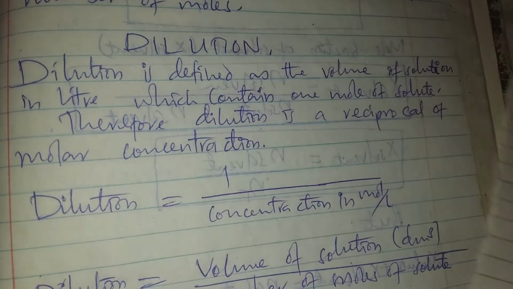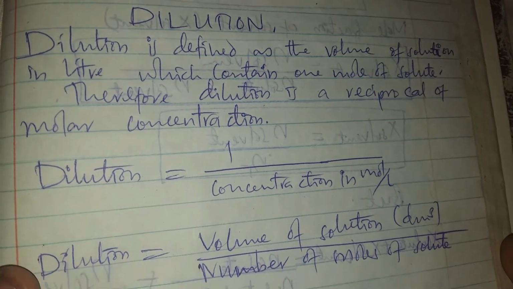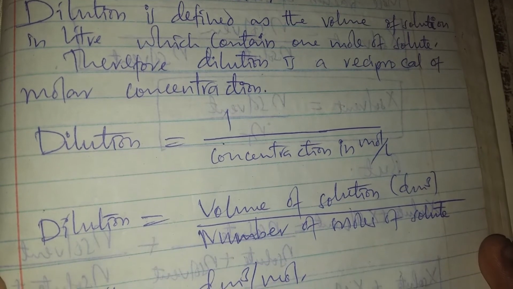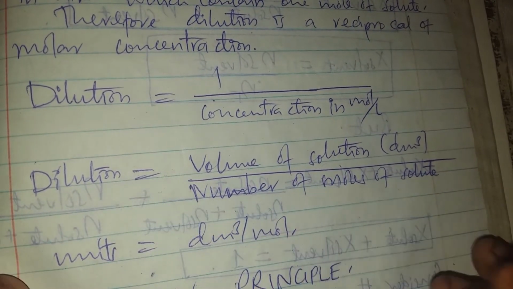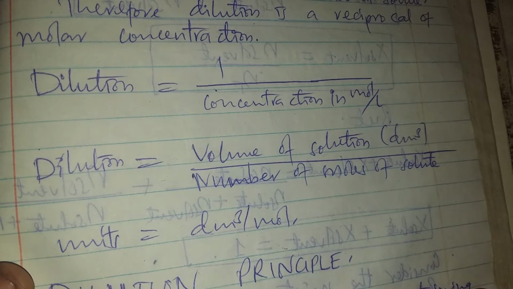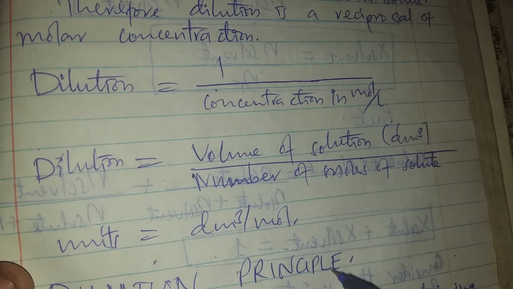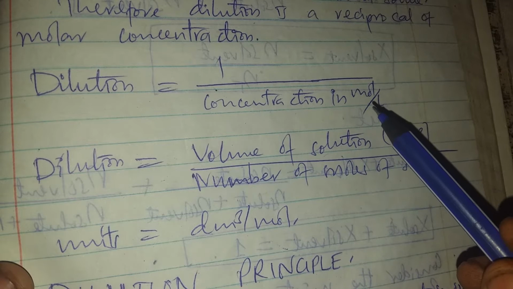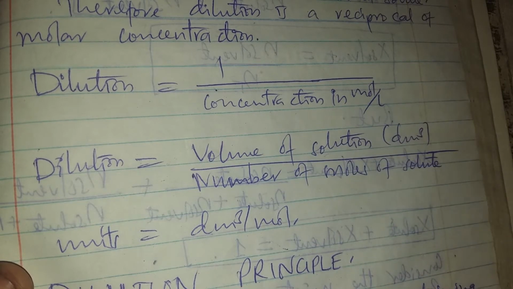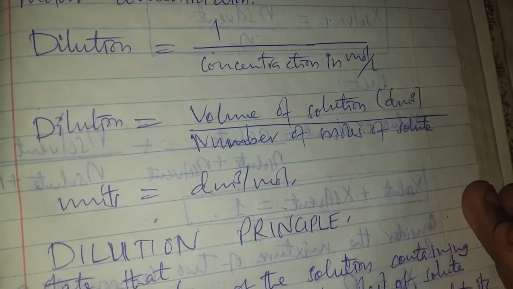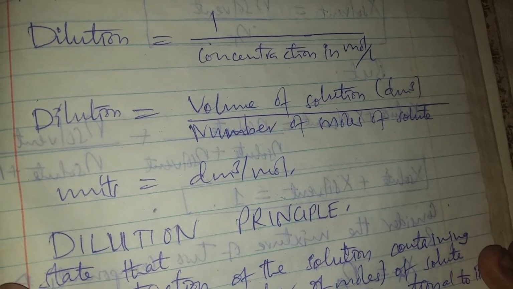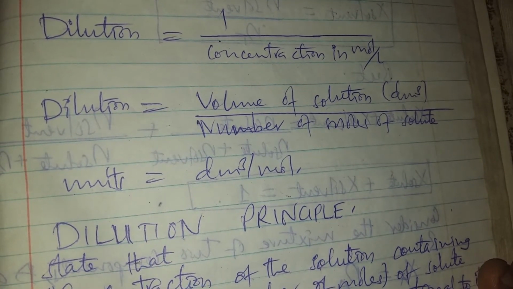So what we are saying is that dilution is equal to 1 over concentration, 1 over concentration in mole per dm cube. Or dilution is equal to volume of solution in dm cube divided by number of moles, because concentration is number of moles divided by volume. Now dilution will be the inverse, which is volume divided by number of moles. So the unit for dilution is dm cube per mole. Hiyo ni unit za dilution.